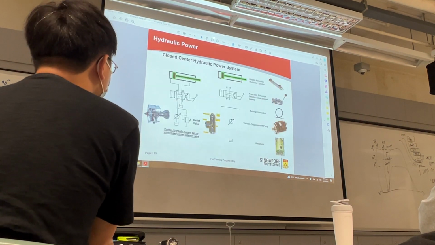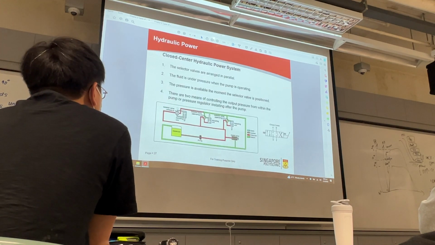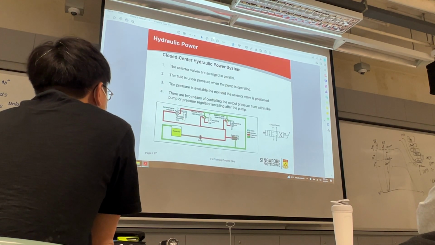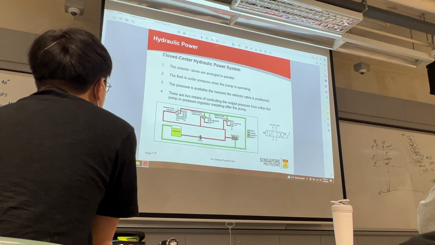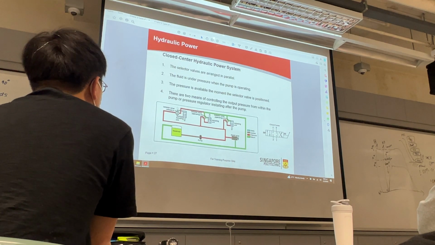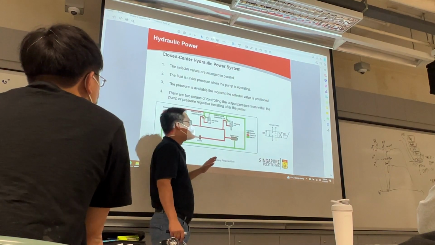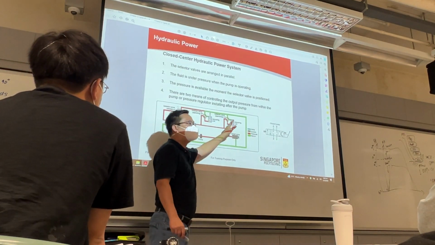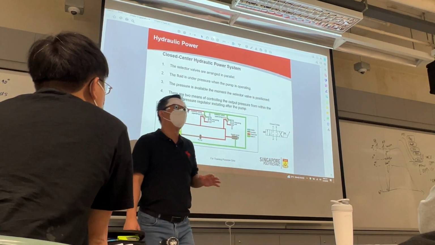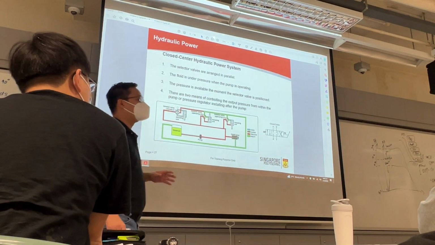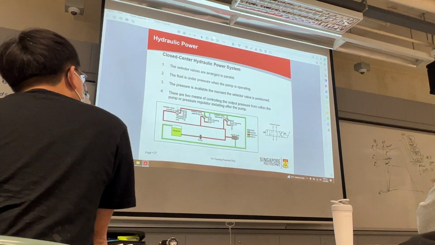This one you already know. Okay, closed center hydraulic system. The good thing, this is what we use on aircraft. First, the selector valves are designed in parallel. That means flight control, gun, and landing gear, I can operate at the same time. No problem. But that doesn't mean that you can abuse it.